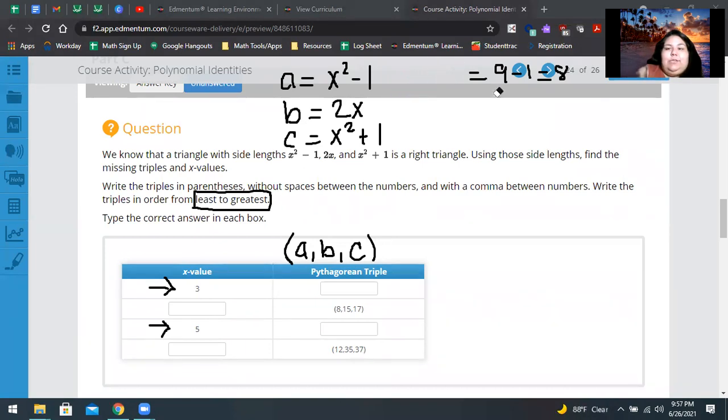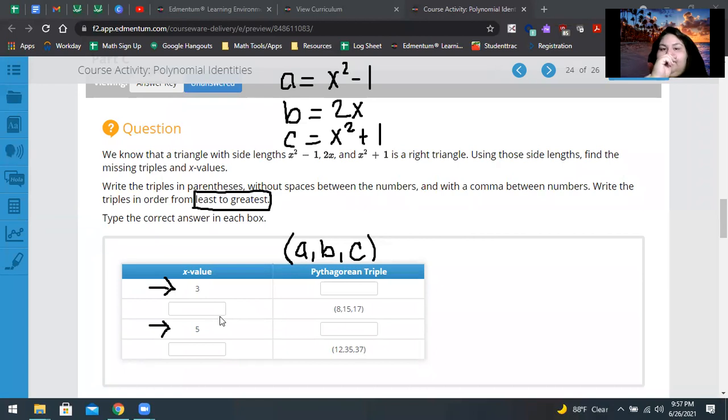Remember, least to greatest. So make sure that of all the values you get, go ahead and find them and then put them again from least to greatest. Make sure you separate each value with a comma and make sure you include the set of parentheses. Now, here we're going to work backwards. We have the Pythagorean triple, but we need to know our x value.